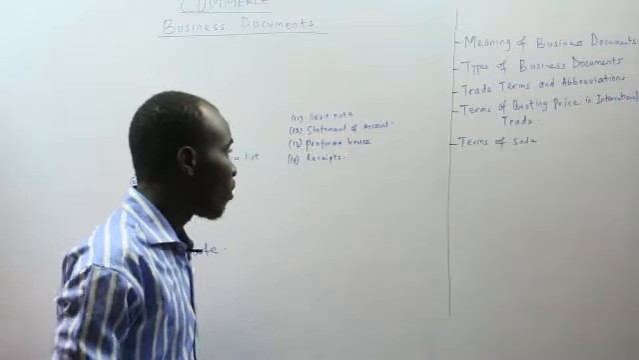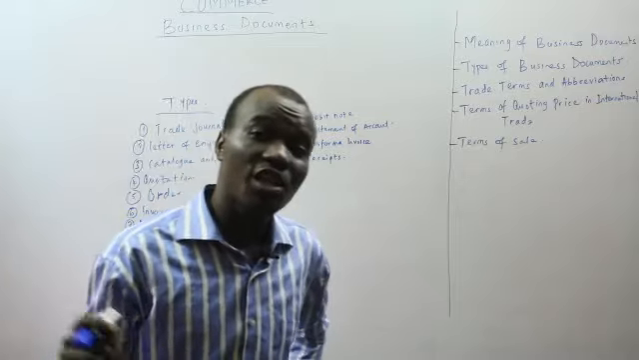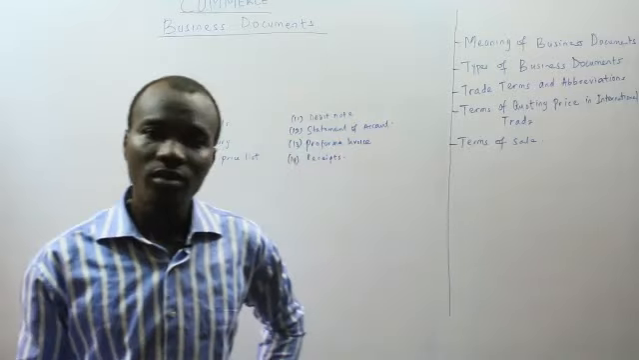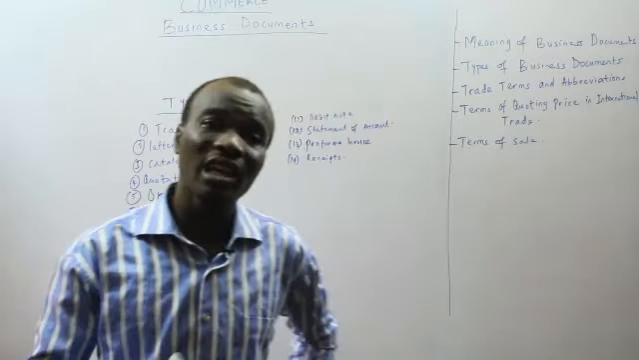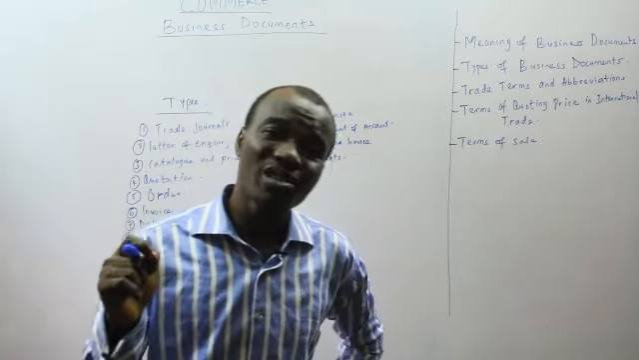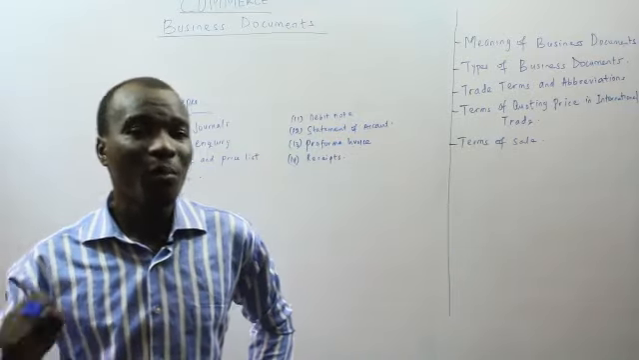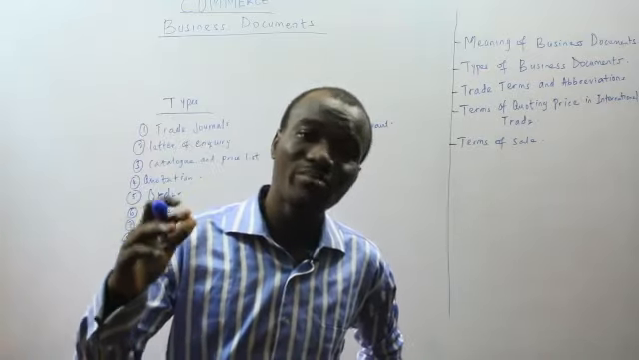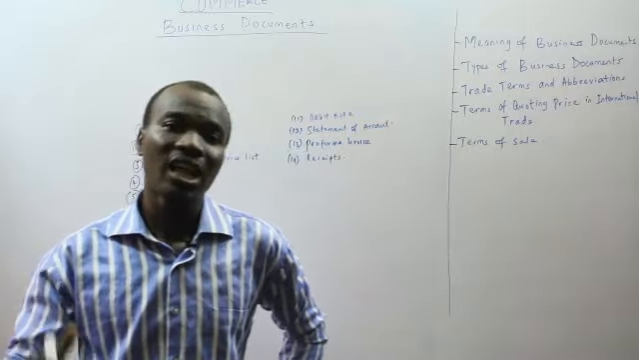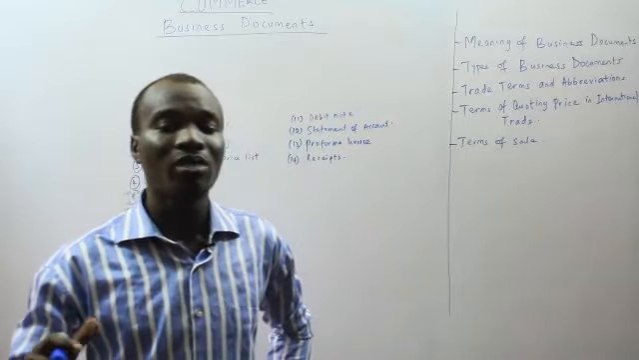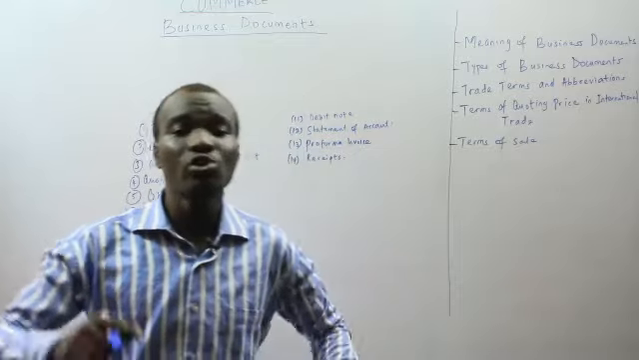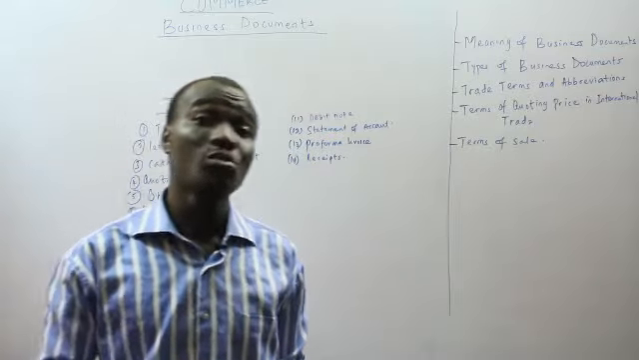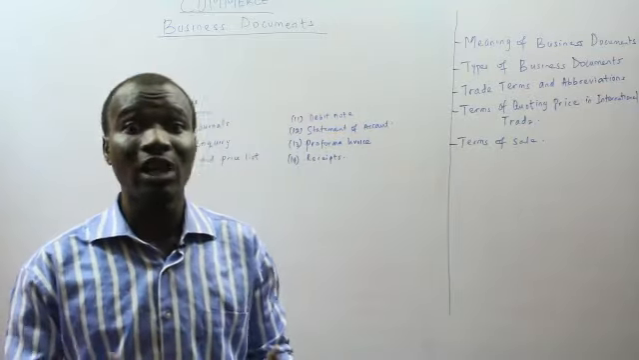Now the proforma invoice. This document is usually issued if the seller is not to sell his goods on credit. So whenever the seller doesn't want to sell his goods on credit, a proforma invoice will be sent by the seller to the buyer, informing the buyer that these goods are not to be sold on credit, and also showing the price of the goods and necessary details of the goods. It's usually sent before the goods are sold to the buyer, to prevent the goods from being sold on credit.